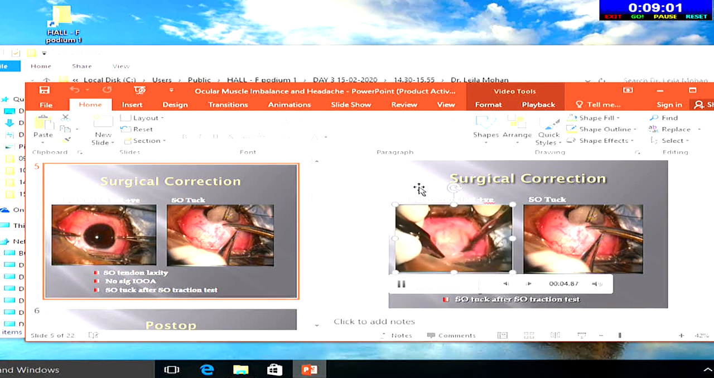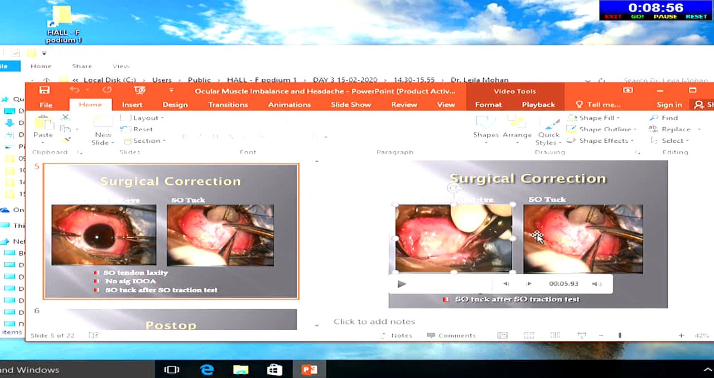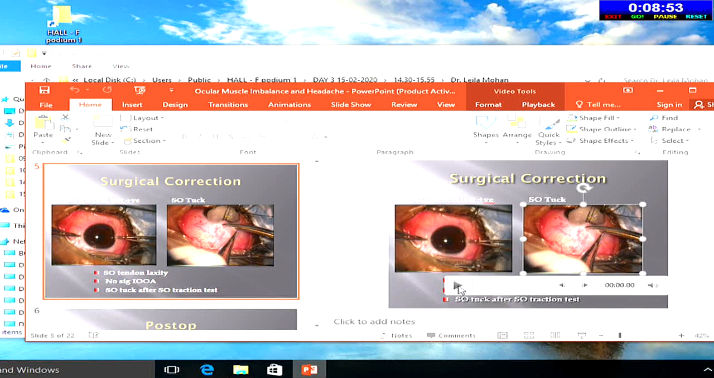So this is how we do a superior oblique traction test to see whether the superior oblique is lax, and then we opted to do a superior oblique tendon tuck. By strengthening the superior oblique, we could achieve alignment, reducing the hypertropia. So usually after superior oblique palsy, we undertake inferior oblique recession because the overacting muscle is inferior oblique. But in this particular case, we did not have an inferior oblique overaction, so we tackled the superior oblique.